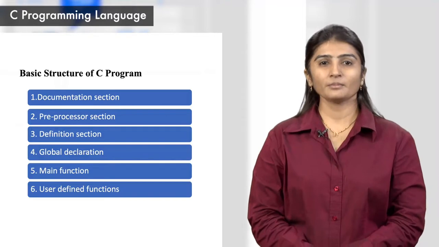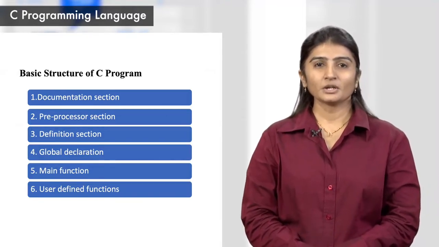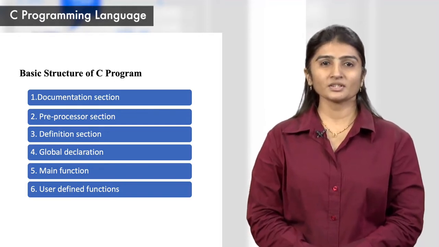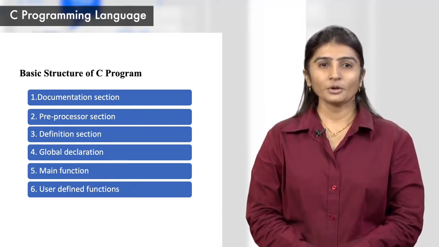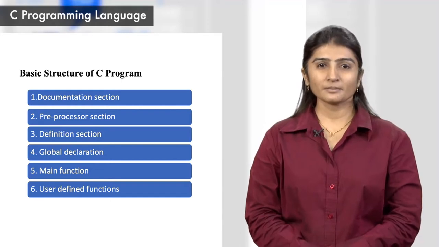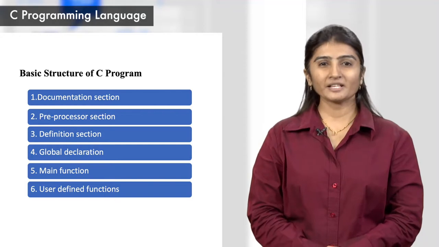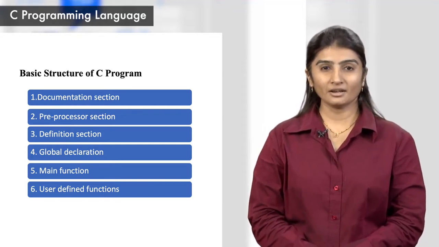So for the structure of the program, the first step is the documentation section, second the preprocessor section, third the definition section, fourth the global declaration, fifth the main function, sixth the user defined function. Now let me explain all these sections one by one in detail.